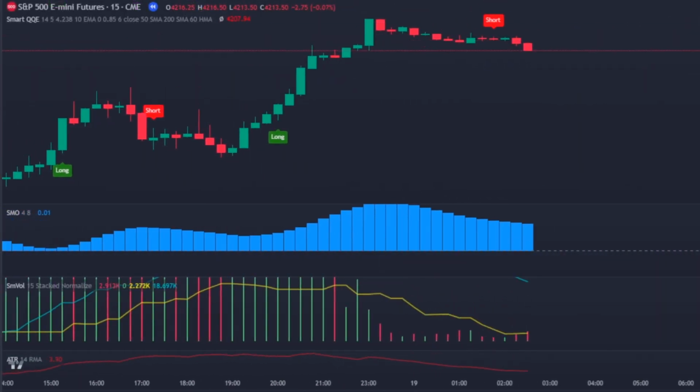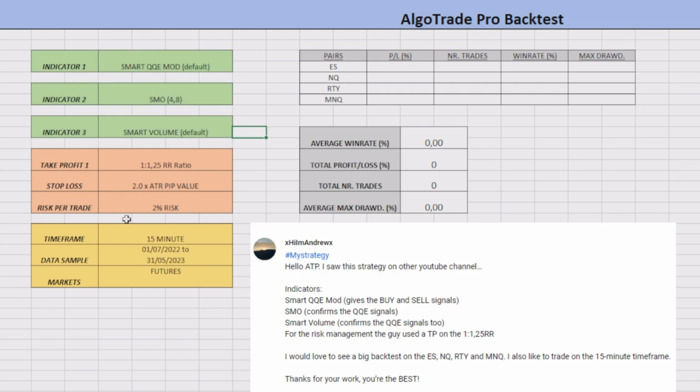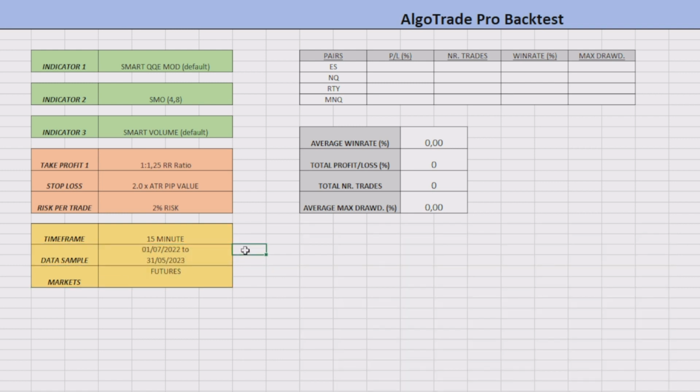So, without further ado, let's jump to the backtest. I will apply this strategy based on some of the requests of my subscribers, so on the 15-minute time frame of the futures market and using all the available data samples I have, so from July 1st of 2022 until today. The risk per trade will be the usual 2%.